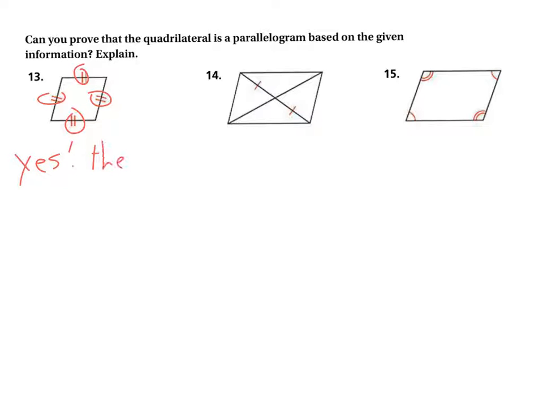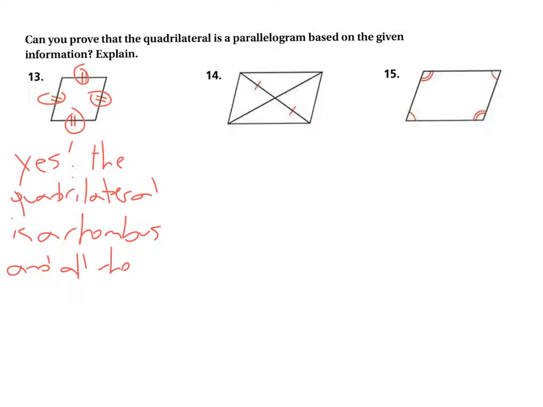The quadrilateral is a rhombus and all rhombi. Gotta look that up and check and see if that's legit. Are parallelograms. Rhombuses, I think you could say.